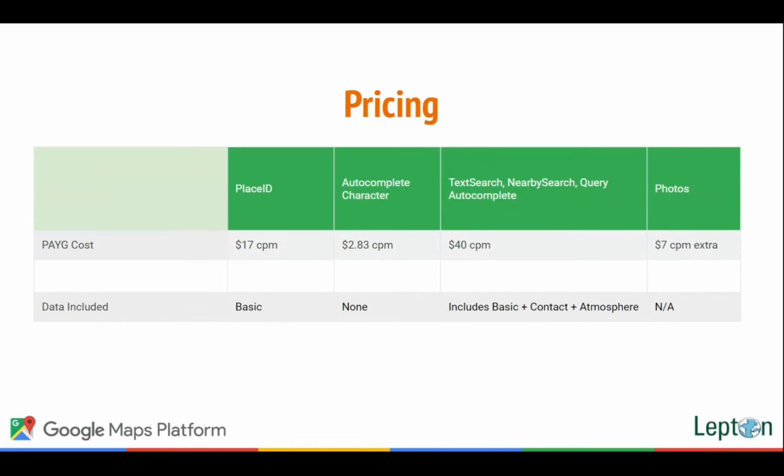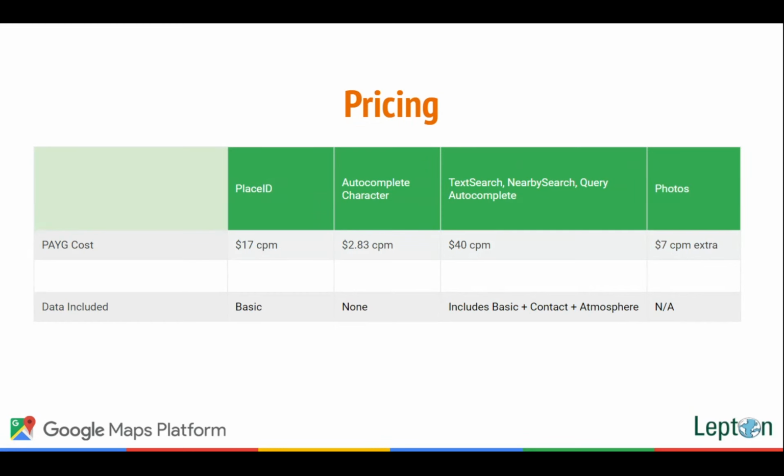Now let's talk about the pricing for different implementation mechanisms. So place ID, when I fire a place details call using place ID, I get charged $17 per thousand calls, and that includes by default the basic data bucket. Now, if I talk about autocomplete with characters, it is $2.83 per thousand characters. Additionally, if I need basic data or contact data, that is charged separately.